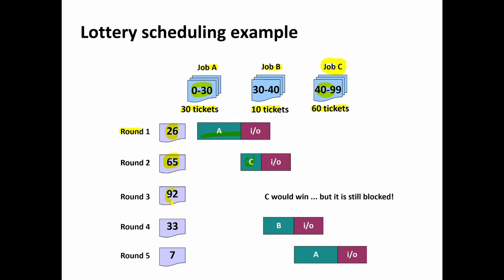Then you pick another random number, 92. At this time C could win, but C is still in its I/O region, so it's blocked and cannot win. So you pick another number, 33. This is B, so you let B run, and when it goes for I/O, you pick another number. Now it's A. So in this scheme, you give priority in a randomized and probabilistic manner, and this avoids the starvation problem.